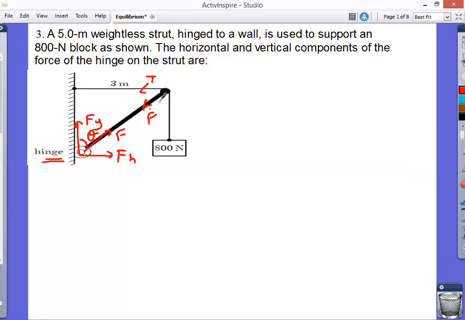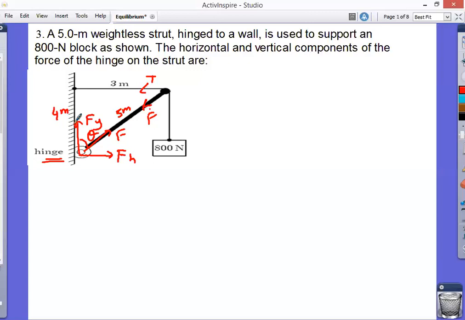Okay, so what we know? We know that here is 3 meter and here is 5 meter. The distance of the strut is 5 meter. So when you apply Pythagoras over here, you're gonna get the height of the wall as 4 meter. Okay. So when you get the height of the wall at 4 meters, you can now do the questions.